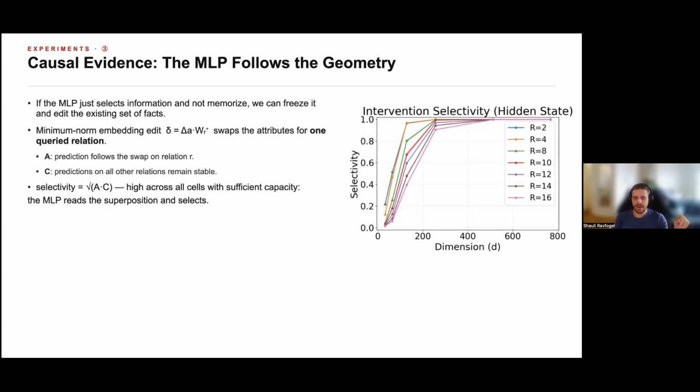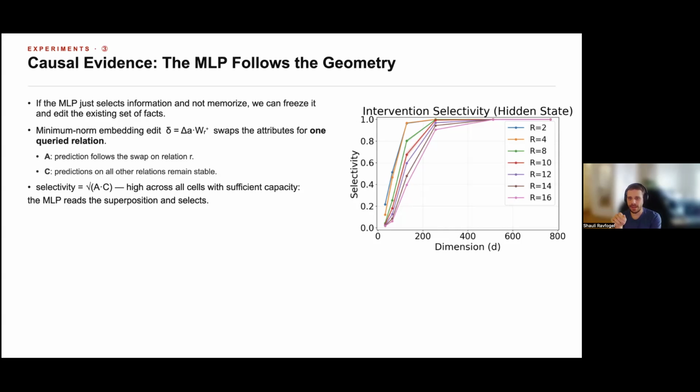And then, using very simple linear algebra and the readout matrix W_R that we fitted earlier, we can compute the minimal norm update to the embedding matrix that will change the answer for this particular relation. So we change the embedding matrix, but we do not change the MLP at all. And then we compute this selectivity metric, which is a geometric mean of two conditions. One, we want the model now to produce the new answer when queried. And the second, we don't want to damage the answers under different relations, which we didn't manipulate. So this is what you see in the plot to the right.